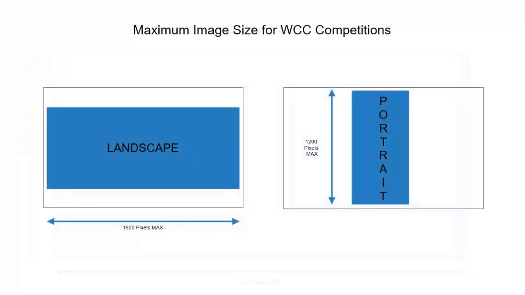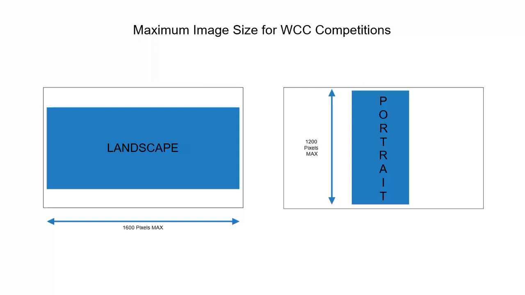In the diagrams above you can see that we have a black line around the 1600 by 1200 dimensions, and on the left we've got a landscape image that fits into the dimensions, and on the right a portrait image that fits into the dimensions. Note the portrait is 1200 high, not 1600. 1200 is the maximum, so obviously it will be narrower than that at the bottom.